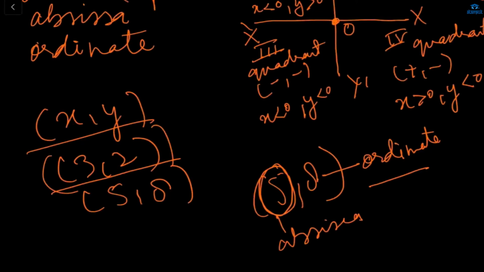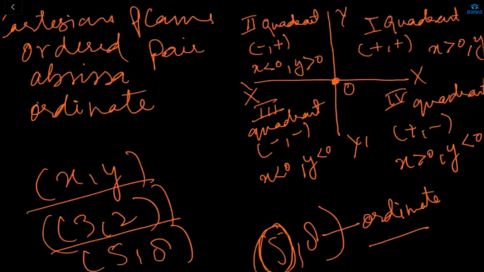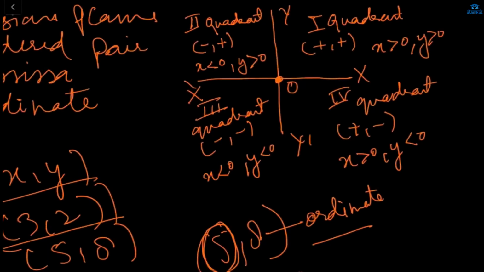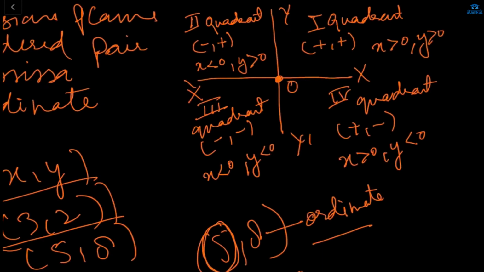Now here in the first quadrant, if you see the graph, x is greater than 0 and y is also greater than 0. Both are plus, so the ordered pair has both x and y plus. In the second quadrant, x is on the x dash side, so x is negative and y is positive, so it will be minus plus. Minus 3, 4, minus 5, 6.